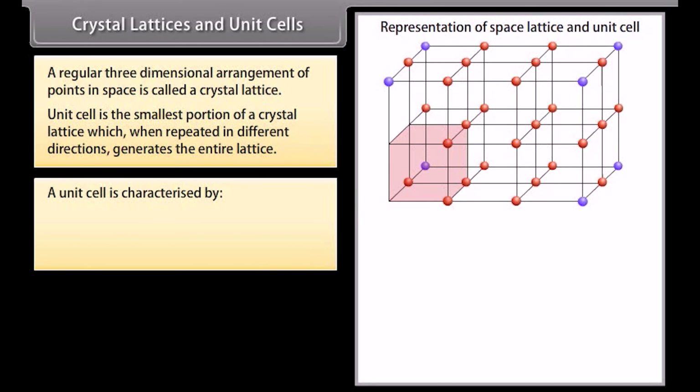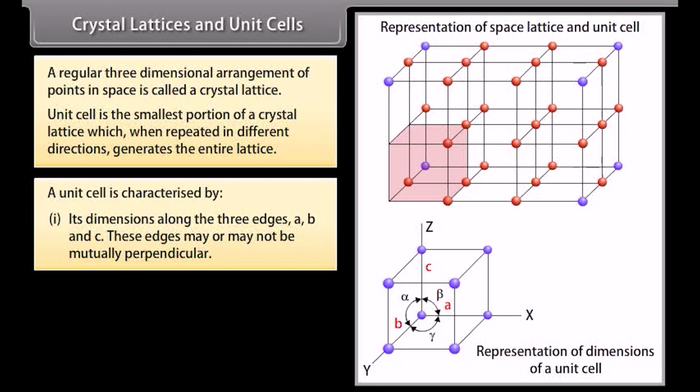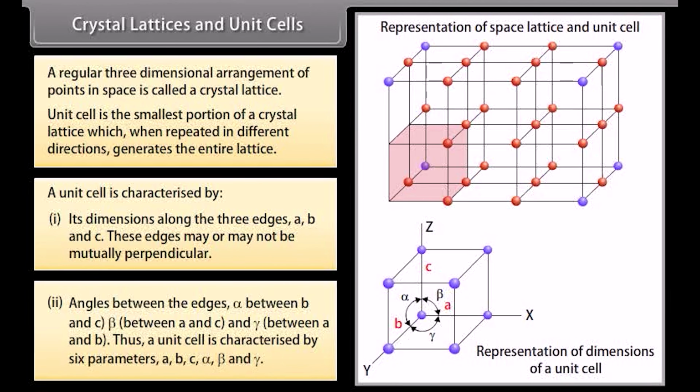A unit cell is characterized by, 1. Its dimensions along the 3 edges a, b, and c. These edges may or may not be mutually perpendicular. 2. Angles between the edges: alpha between b and c, beta between a and c, and gamma between a and b. Thus, a unit cell is characterized by 6 parameters: a, b, c, alpha, beta, and gamma.